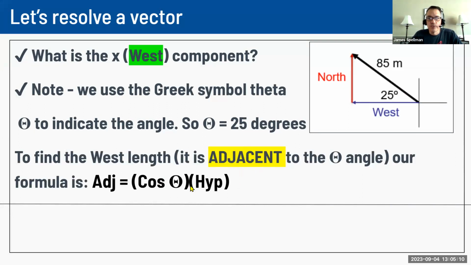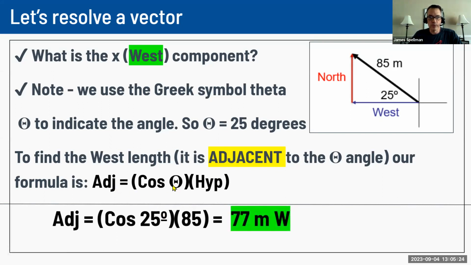Since we are using the adjacent side, the adjacent side is in the cosine formula. The cosine formula, again, is written as adjacent over hypotenuse, but we can rearrange it. Once we rearrange it, we simply plug in the numbers we know. Theta stands for the angle, so our angle was 25 degrees, plug that in. Our hypotenuse was 85, so we plug that in. In our calculator, we put in cosine of 25, close the parentheses, and then multiply that times 85. That gives us a decimal number that, if we rounded, would be approximately 77 meters west.